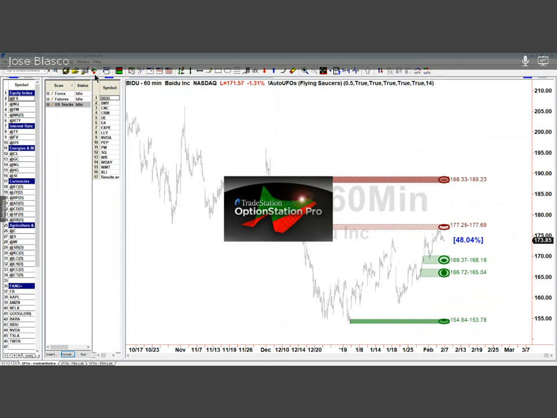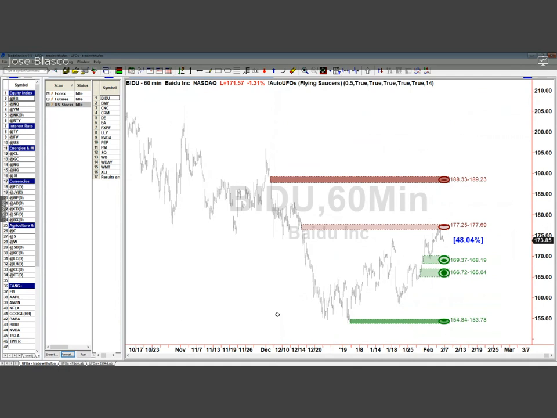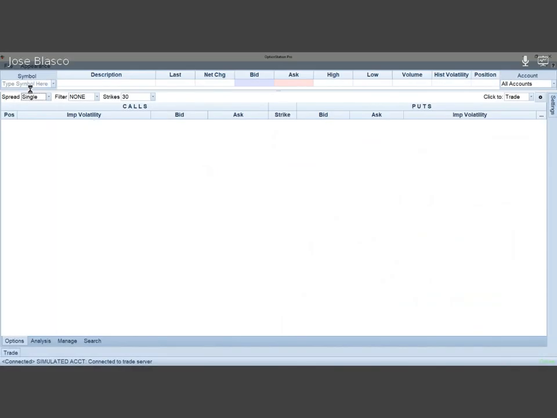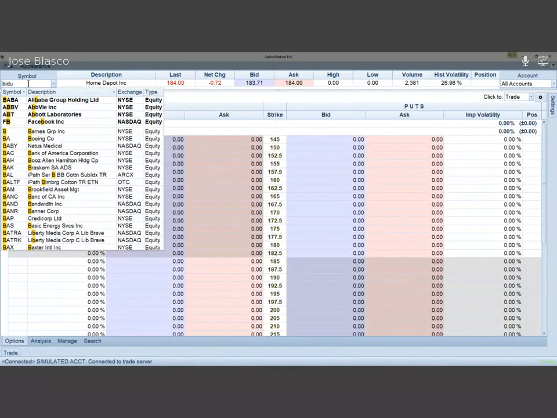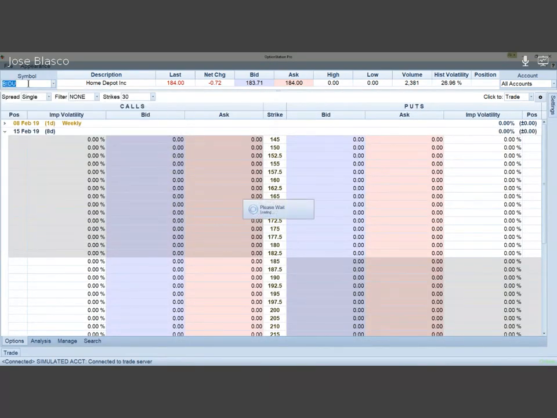So we'll be able to plan those trades. Okay, Option Station Pro almost there. That's it, so it's loading. So if I load Baidu, you will quickly see that we have a little problem there. So I'm loading Baidu.